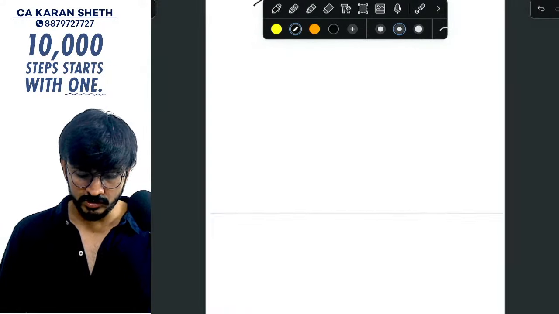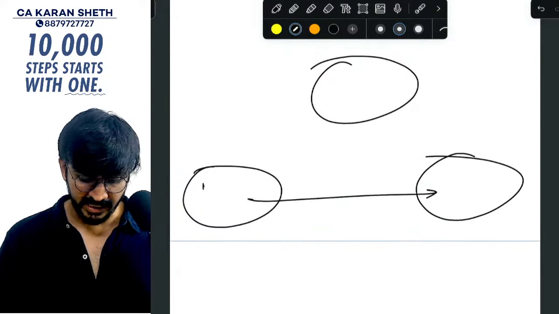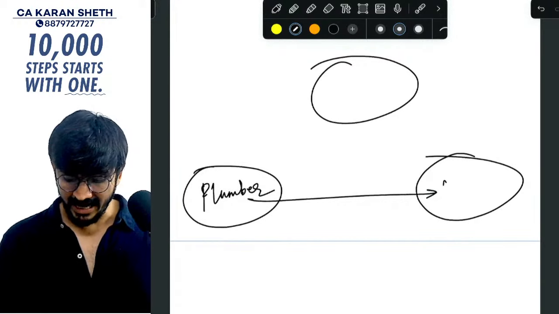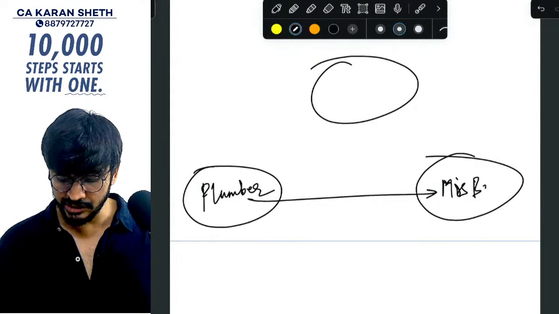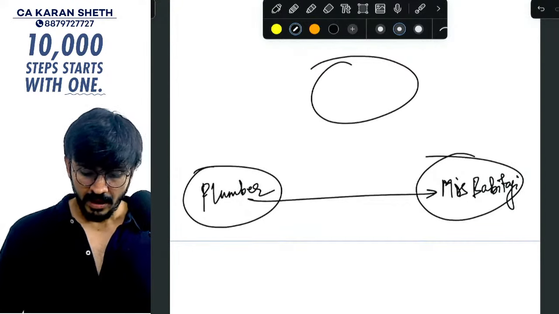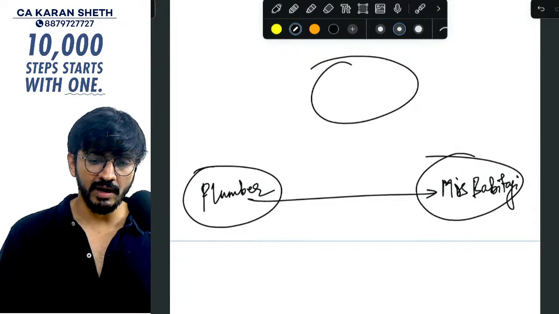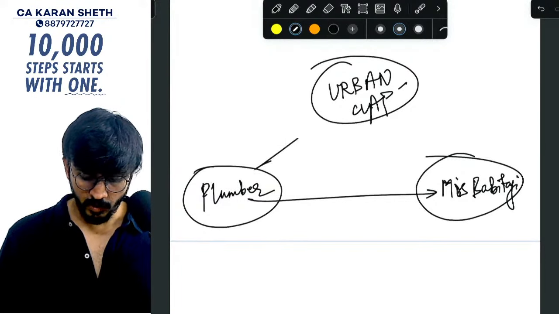Same, my dear friends, goes with respect to housekeeping service. So if there is a plumber, and let's say then we have Mrs. Babita ji, who is a housewife, and then we have Urban Company. Very simple. Now understand.